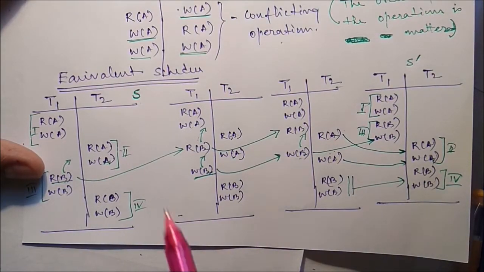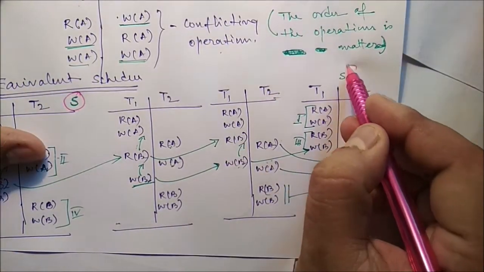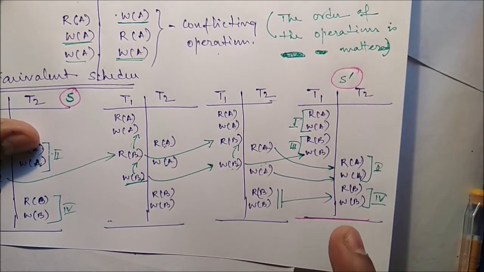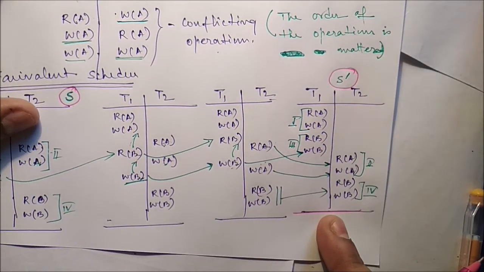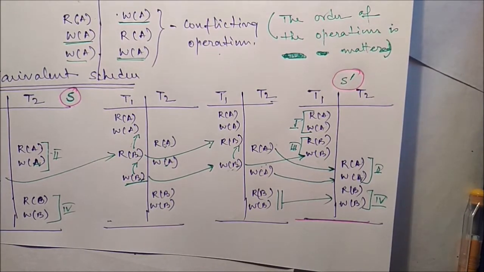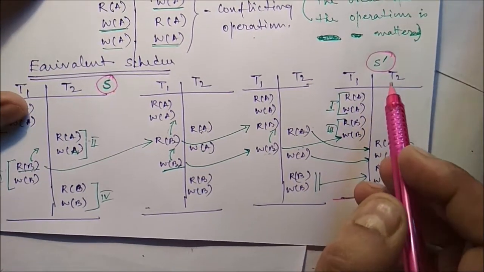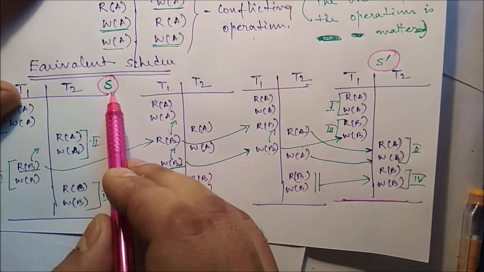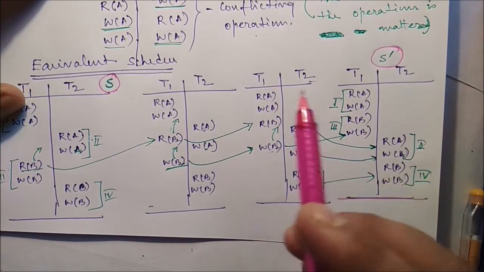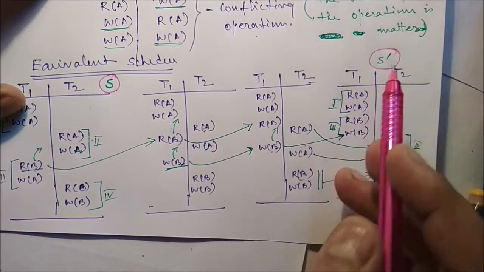Okay, now we can see this S is a concurrent schedule and this S dash is a serial schedule. A serial schedule will always give a consistent result. Okay, it is recoverable, cascadeless and strict. And we have produced this S dash using this S by swapping the non-conflicting instructions. That means we can say S is equivalent to S dash. Both are equivalent schedules.